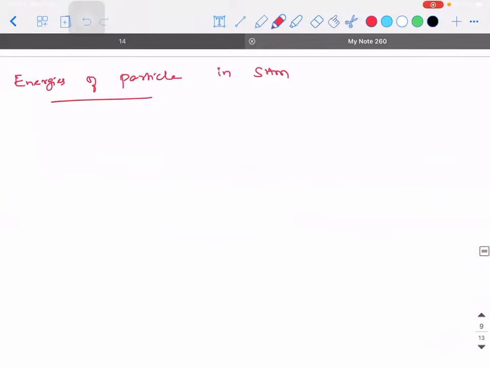So, energies of particle in SHM. When you take a particle which is oscillating, for the time being, I'm considering the x-axis. It can be along the y direction also. It can be vertical also. If you take a particle which is vibrating about its mean position, then you have extreme positions here. Here is an extreme and here is another extreme.